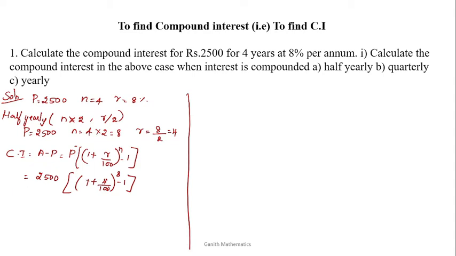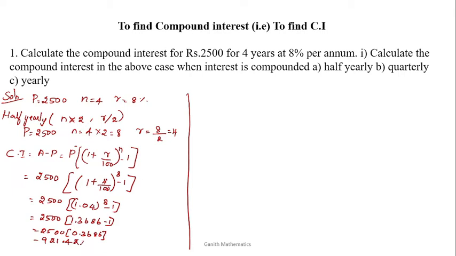So 1 into 100 will be 100. 100 plus 4 will be 104. 104 divided by 100 will be 1.04. So it would be 2500 into 1.04 the whole power 8 minus 1. So it will be 2500 into 1.3686 minus 1. So 2500 into 0.3686. The final answer is 921.428. This is the compound interest for half yearly calculation.